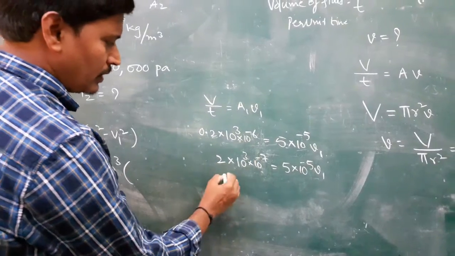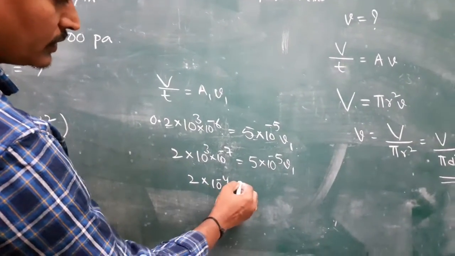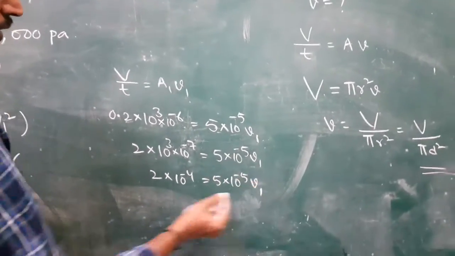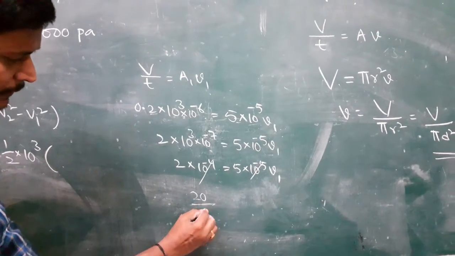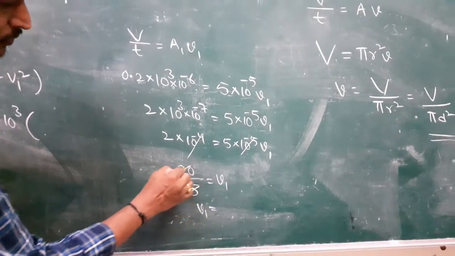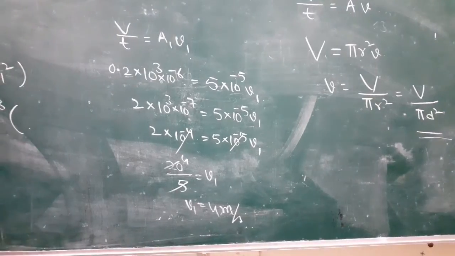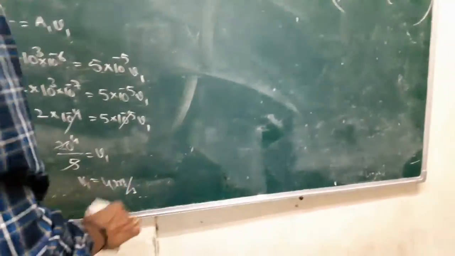So 2 into 10 power of minus 4 is equal to 5 into 10 power of minus 5 V1. The 10 power of minus 4 gets cancelled, 20 divided by 5 is equal to V1. V1 is equal to 4 meter per second. This is the velocity at the first end. The velocity of the fluid at the second end we can find.